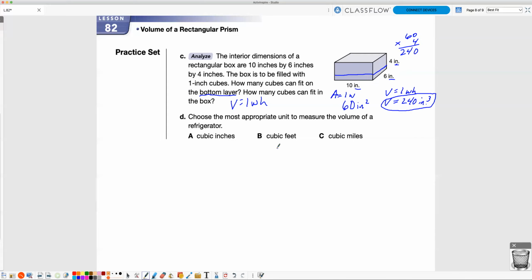And letter D, choose the most appropriate unit to measure the volume of a refrigerator. Would you use cubic inches, cubic feet, or cubic miles? Hopefully you answered cubic feet, because cubic inches, it would just take thousands of them to make up a refrigerator. Cubic miles, we're obviously not traveling miles. You can't fit something that is that large in your kitchen. But cubic feet would represent the most appropriate measure for the volume of a refrigerator.